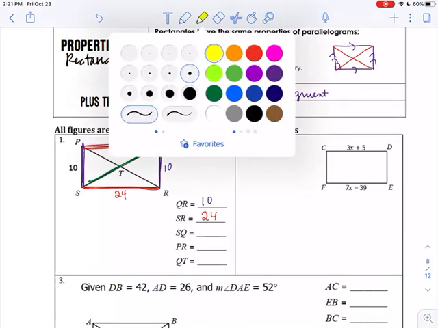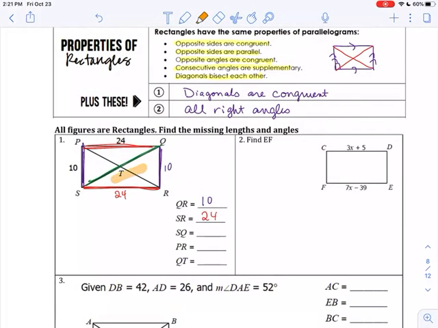Now, here's the thing. They haven't told me what the diagonal is. I know the diagonals are congruent to each other, but they have not told me. All right, I want to do this for you. I'm going to fill this in, and look what I am shading in. The diagonal makes this into a triangle, and not just any old triangle, but remember, a rectangle has right angles, so this is a right triangle. When you are missing the side of a right triangle, you can do the Pythagorean theorem.